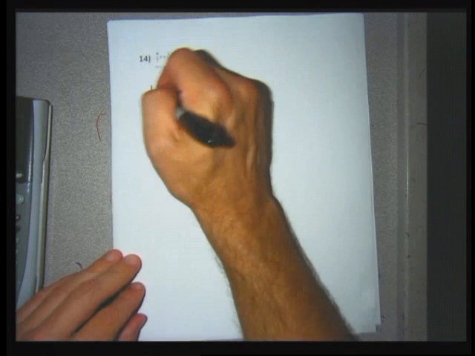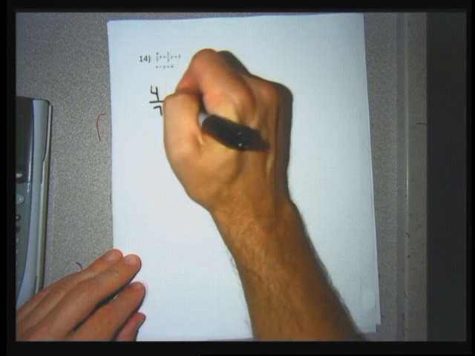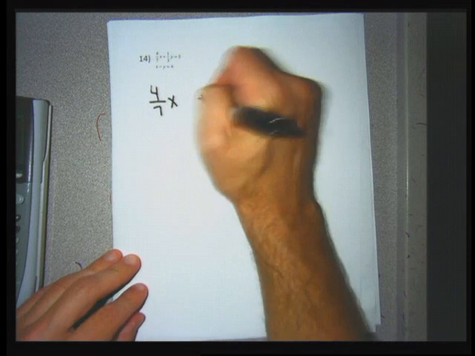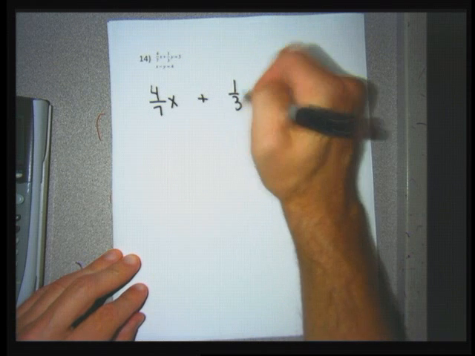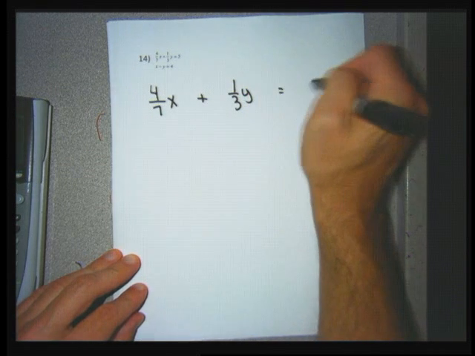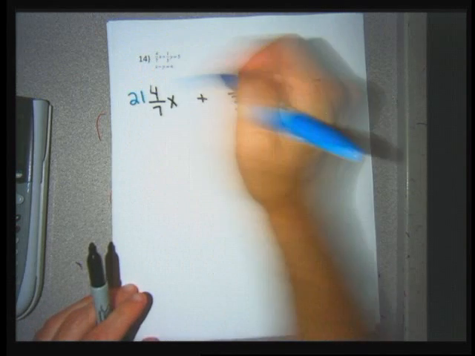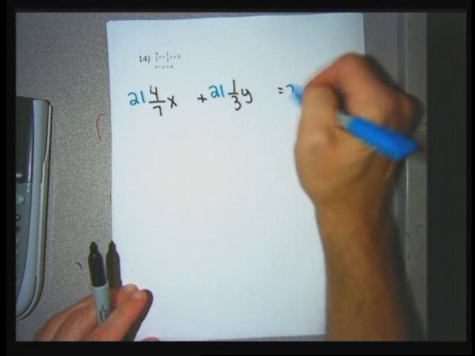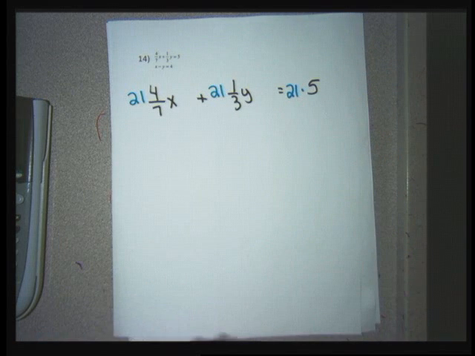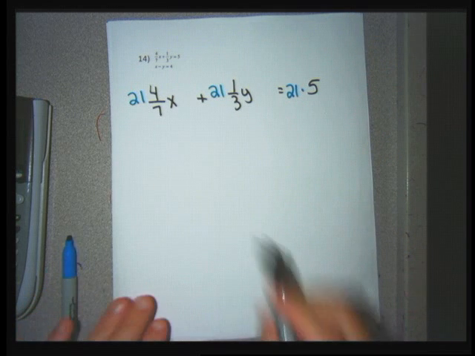Another fraction problem. Similarly, if I'm dealing with problem 14, I don't want to deal with the fractions in the top equation. Although I can deal with the fractions in the top equation, it's probably well worth my time to go through and clear out the fractions. I'm going to multiply each term in the top equation by 21. The reason for the 21 is to clear both fractions.